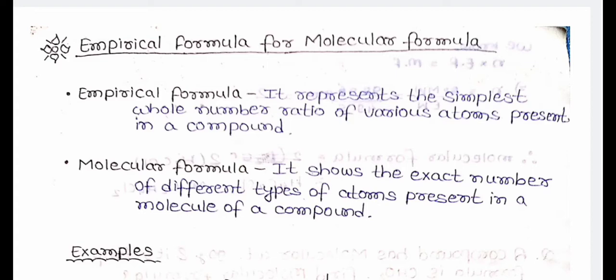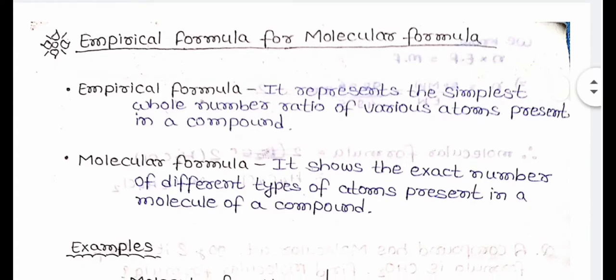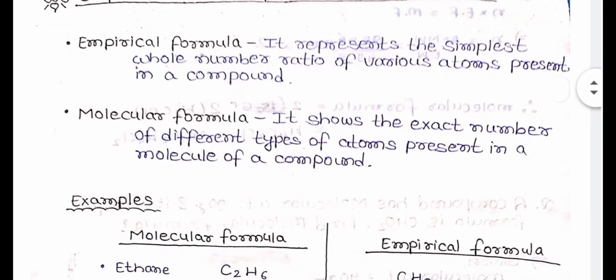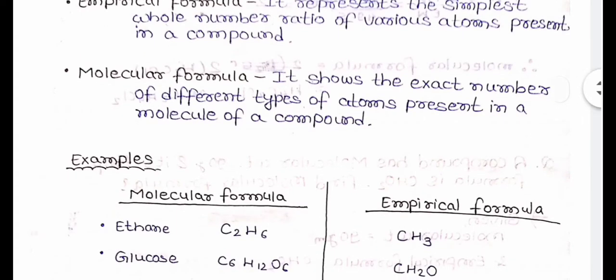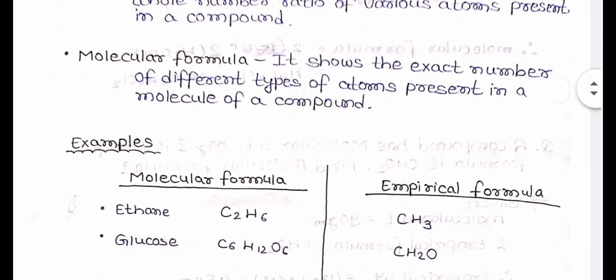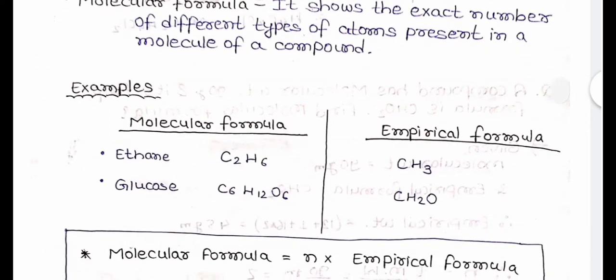Let's start. Empirical formula and molecular formula. Empirical formula represents the simplest whole number ratio of various atoms present in a compound, while the molecular formula shows the exact number of different types of atoms present in a molecule of a compound. Example of molecular formula and empirical formula.